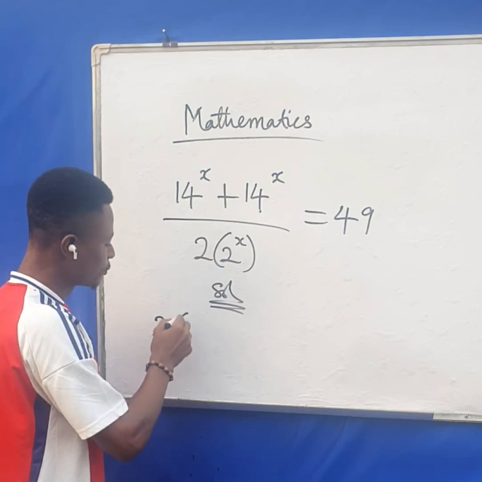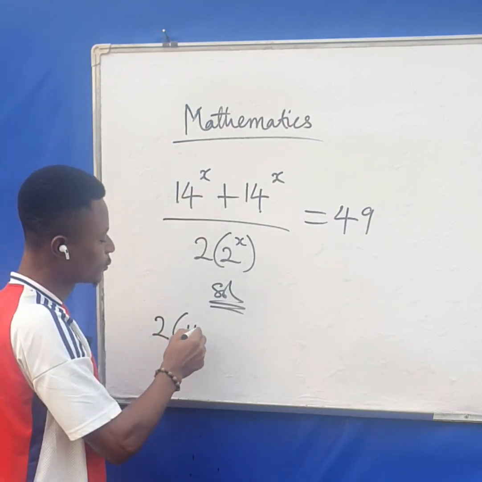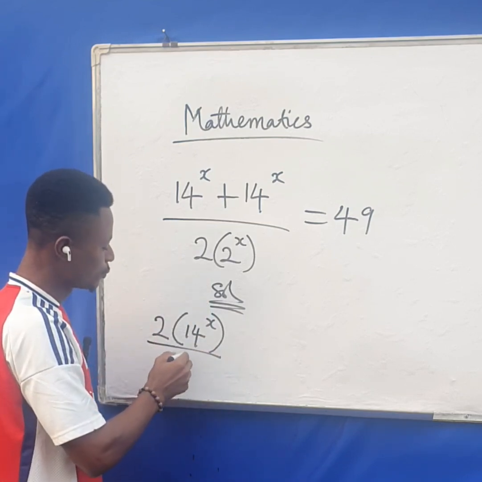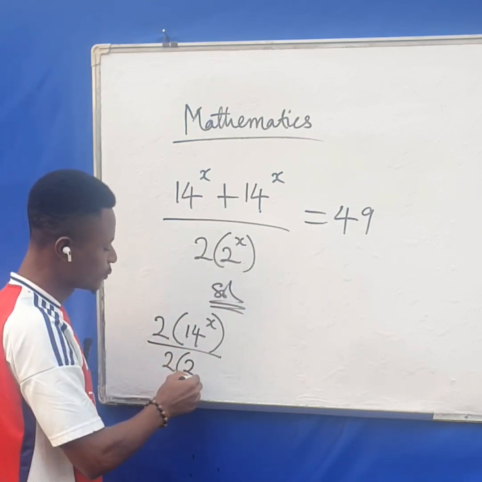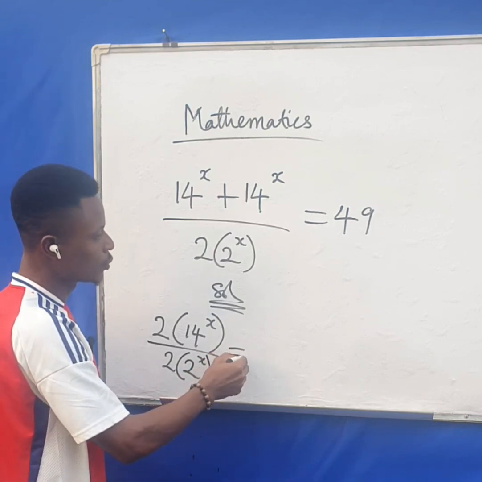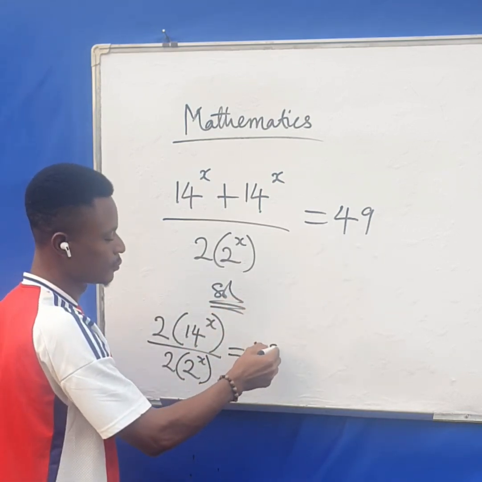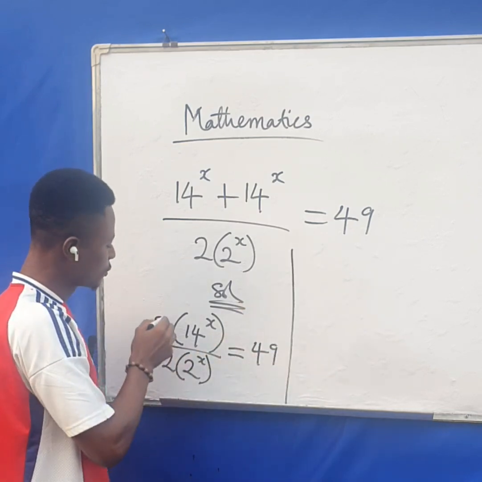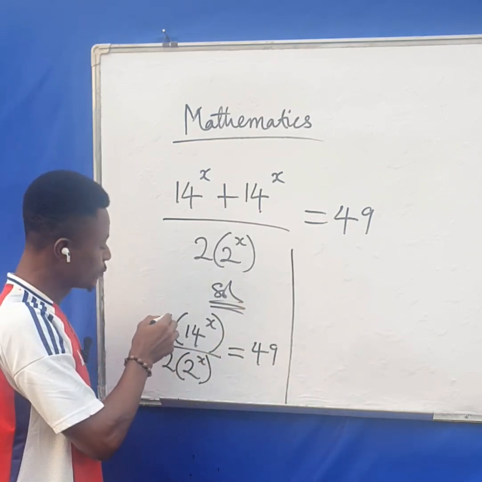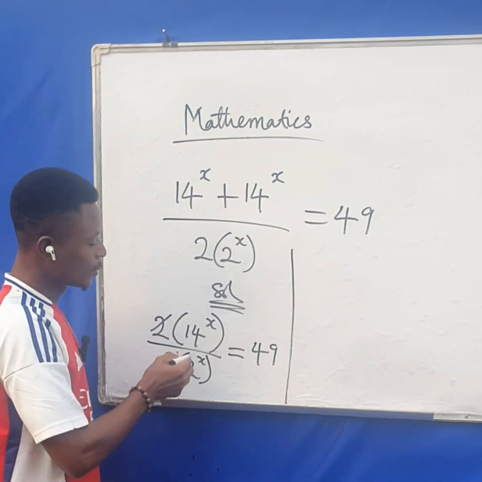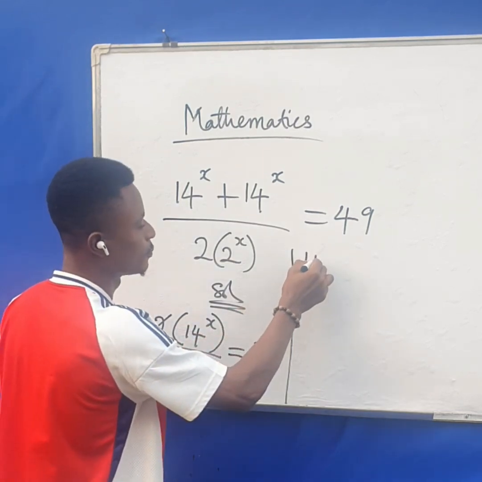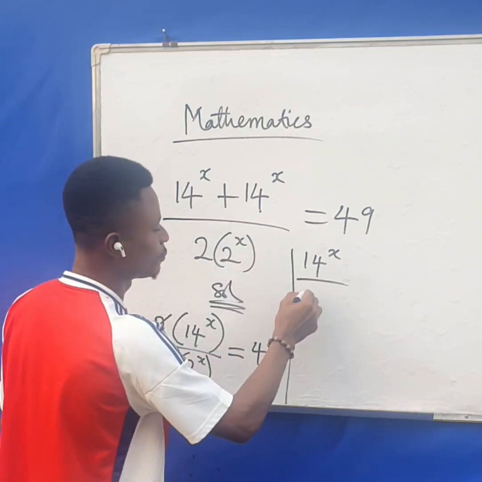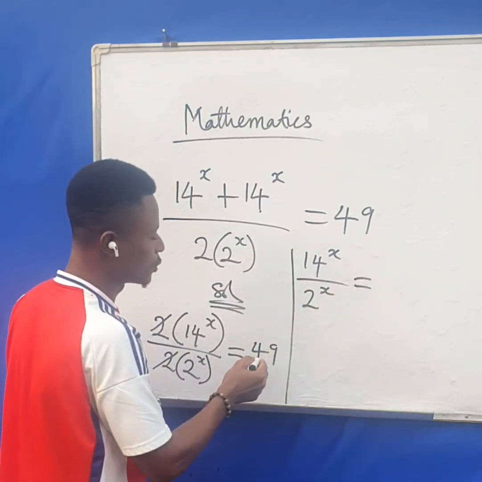So 2 times 14 raised to the power of x, then all over this 2 into 2 raised to the power of x, then equal to 49. On the left hand side, sorry, 2 cancel 2. And we have 14 raised to the power of x over 2 raised to the power of x equal to 49.